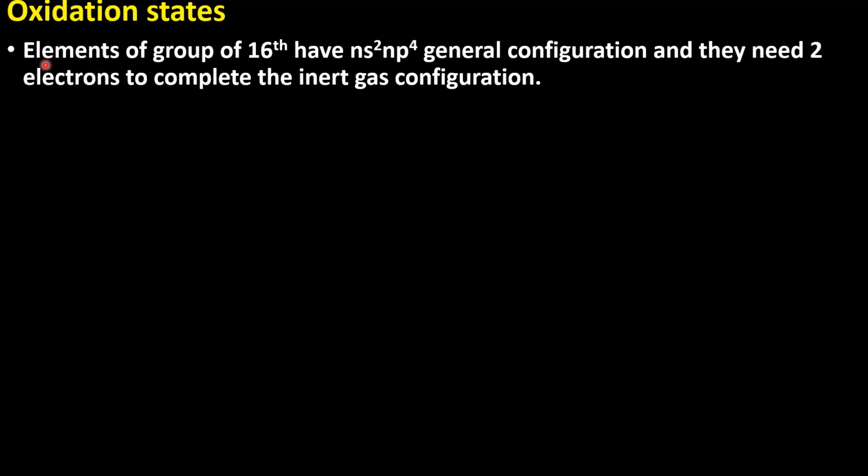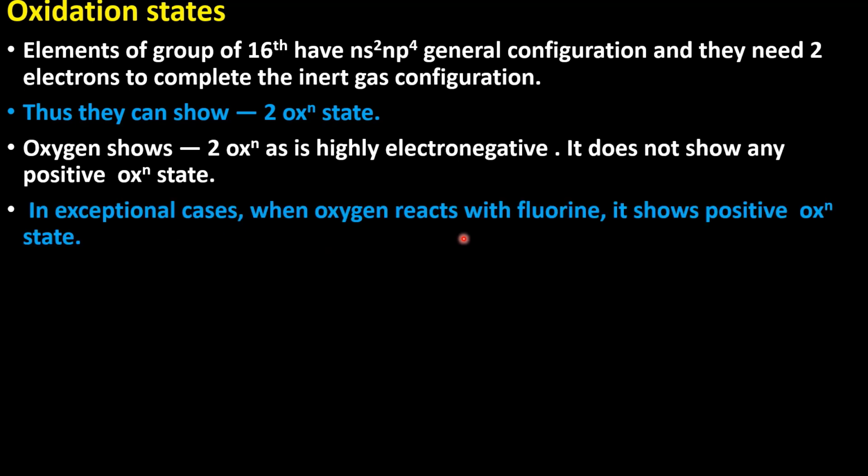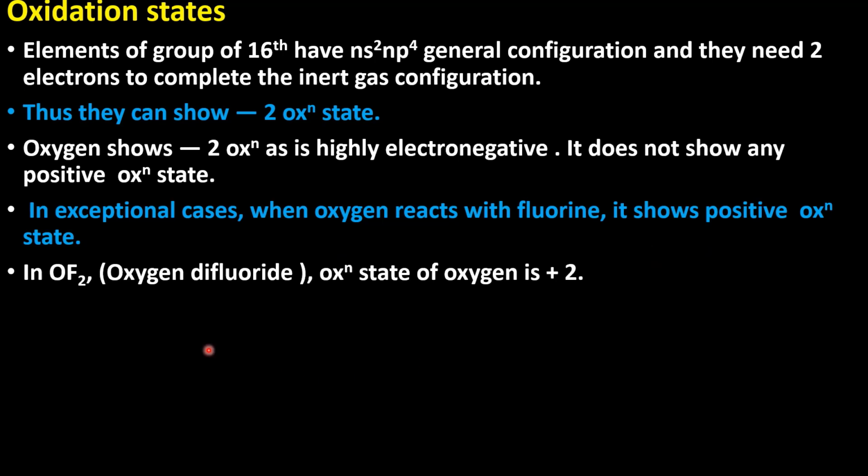Elements of group 16 have ns2 np4 general configuration and they need 2 electrons to complete the nearest inert gas configuration. Thus they can show -2 oxidation state. Oxygen shows -2 oxidation state as it is highly electronegative. Generally, it does not show any positive oxidation state except in two compounds. The exceptional cases are when oxygen reacts with fluorine, it shows positive oxidation state.